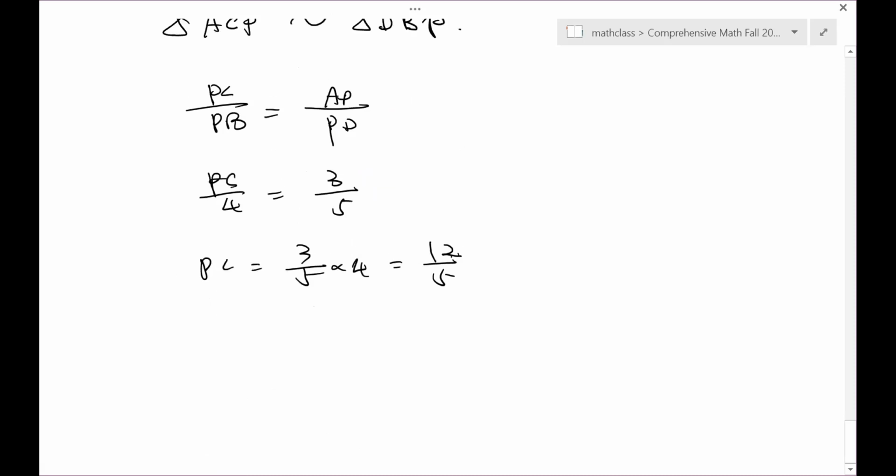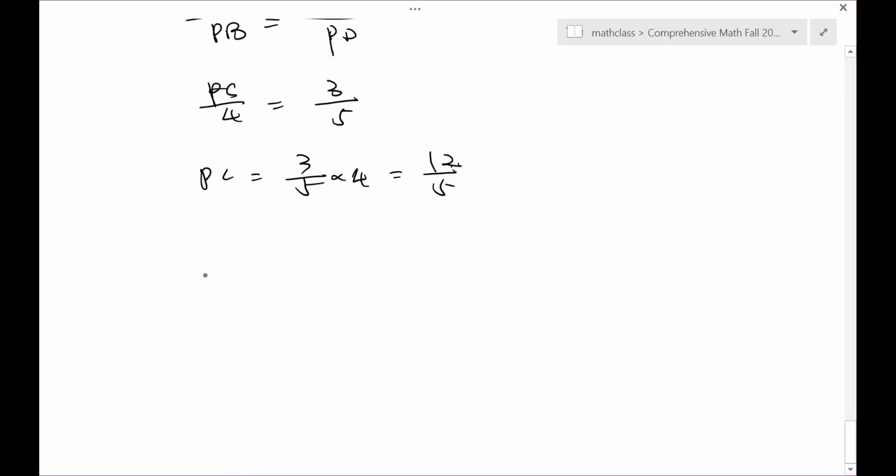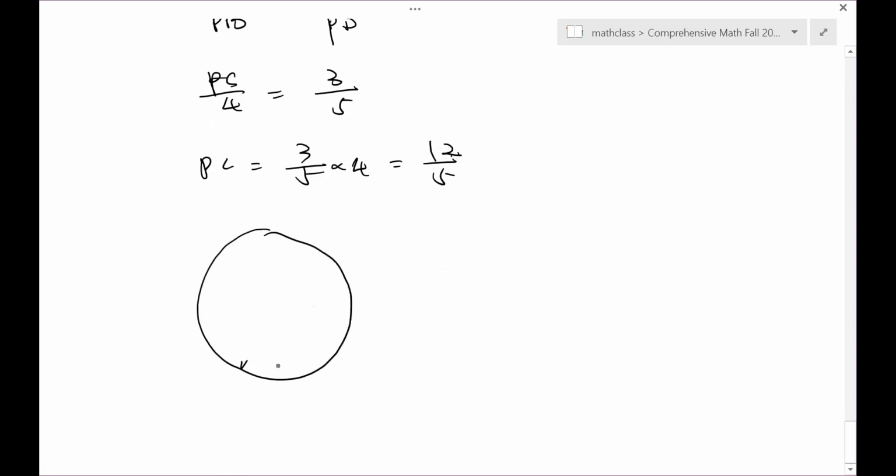So you have to use the similarity. The most important property used here is this: if you have 2 fixed points, A and B, and another point, it doesn't matter where we draw the picture, this angle is always the same. It's independent of the location of the point P on the circle. This is the important property we used here.